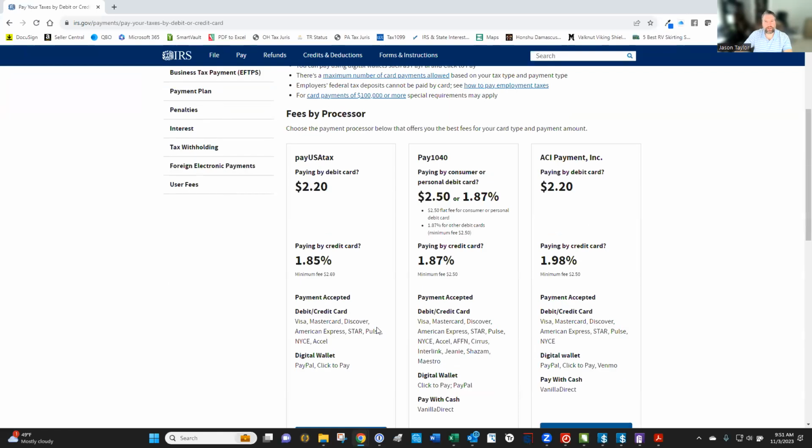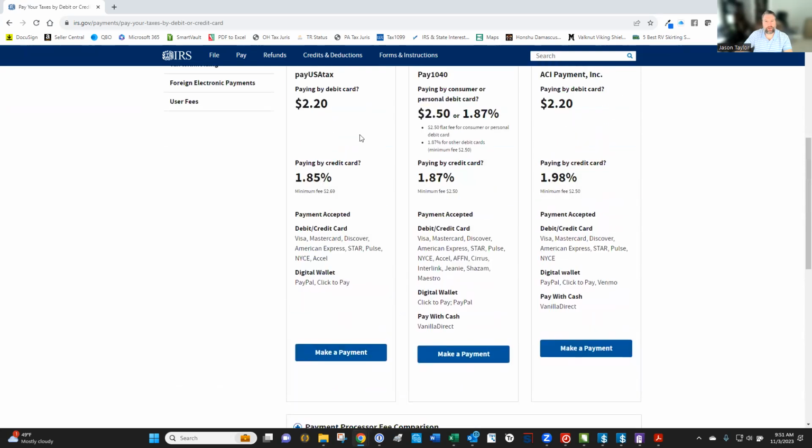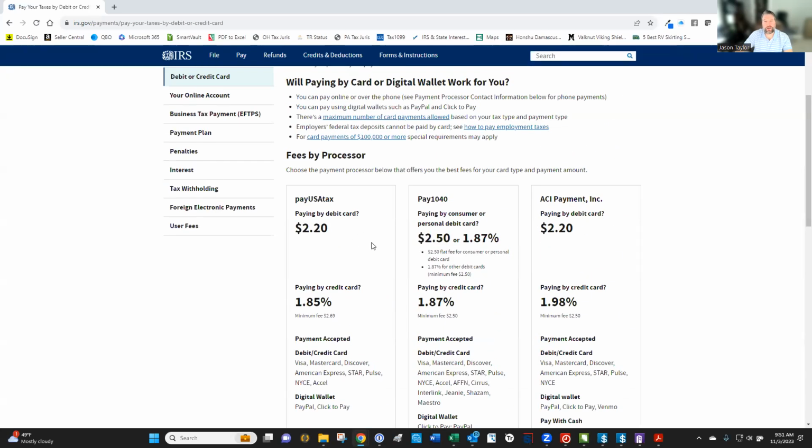So this is the different fees through the different third parties. So you have 3 different options here. And honestly, I think ACI is a third-party processor for pretty much every state as well that I've seen. So you could use them, but if you pay by debit card, that would be the only way I actually recommend you ever pay your taxes, is by debit card.